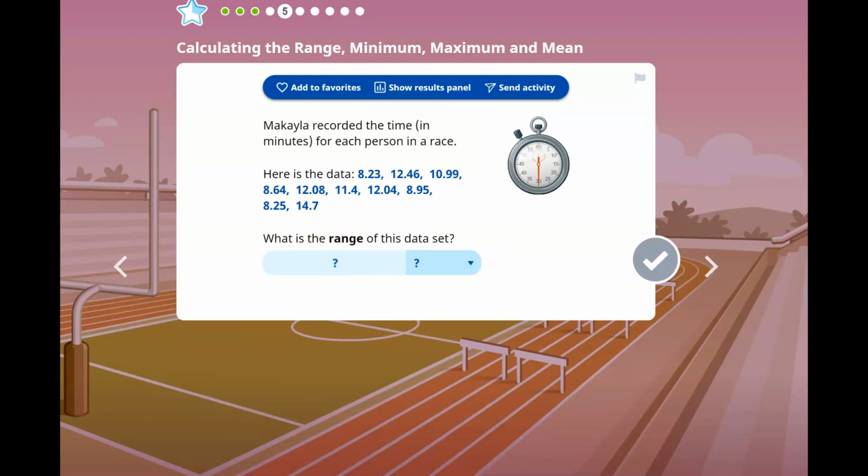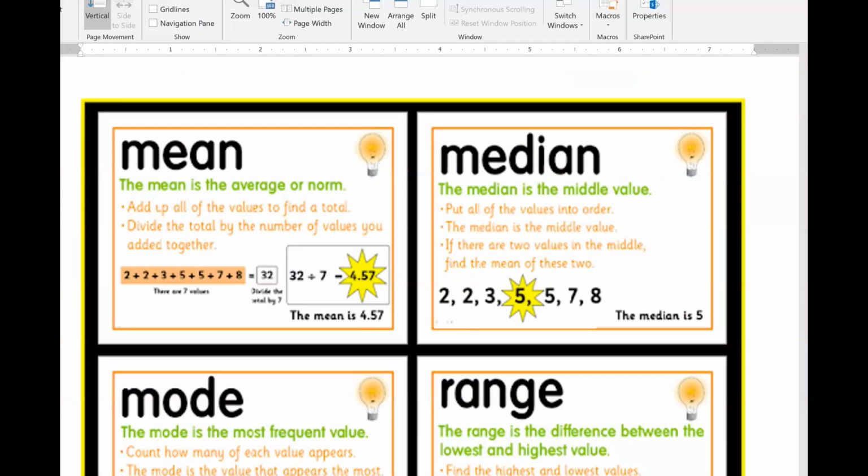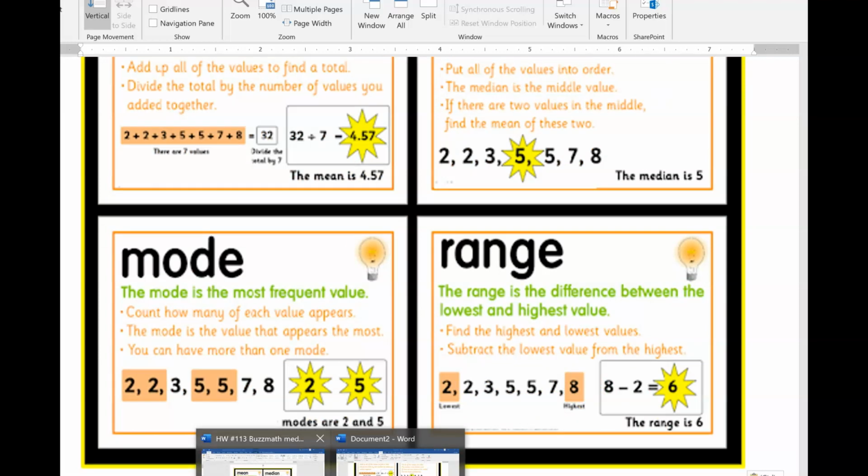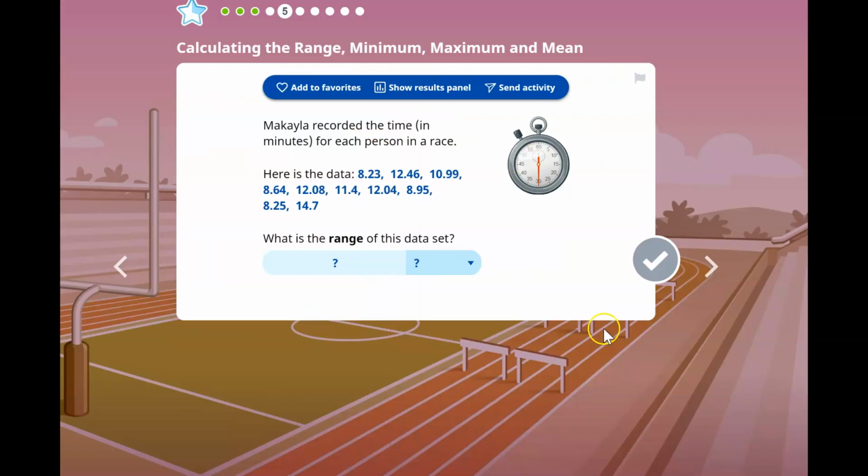So remember, go back to your notes here. The range is the largest number, the maximum, minus the smallest number, the minimum. So it might be helpful to get a pencil and paper out in order for you to write that down. So as you scan through this, 14.7 is our biggest number. And then you might have to line up these numbers on the decimal to see what the smallest one is, but it's pretty clear that 8.23 is the smallest number. So 14.7 minus 8.23 will give us our range.